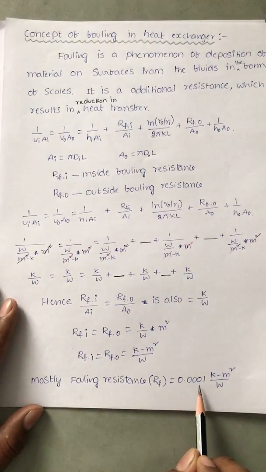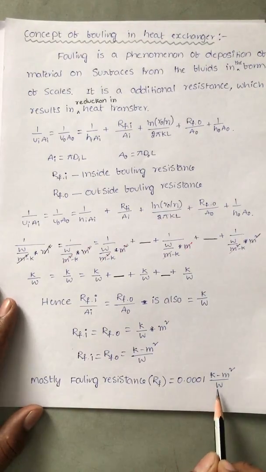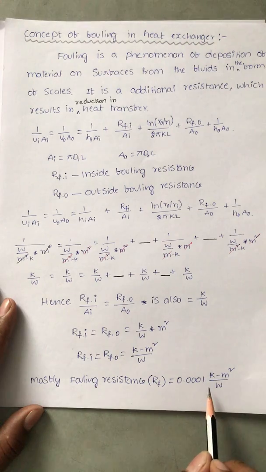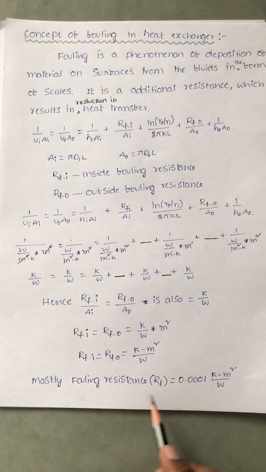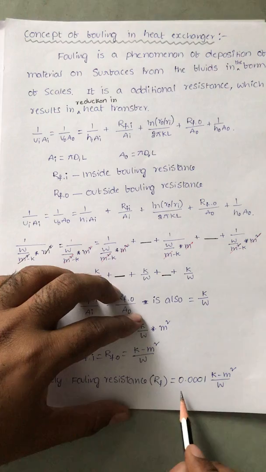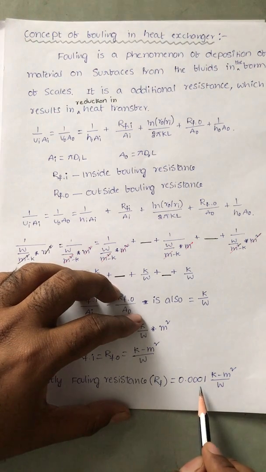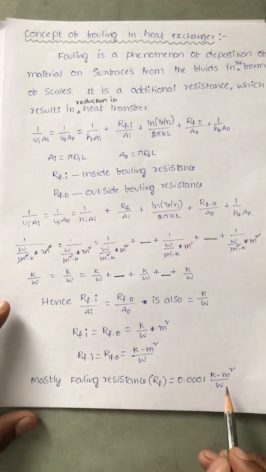of 0.0001 Kelvin meter square per watt. The last digit may change to 2, 3 or like that, but almost the fouling resistance is very, very small. It is in the order of 0.0001 Kelvin meter square per watt.